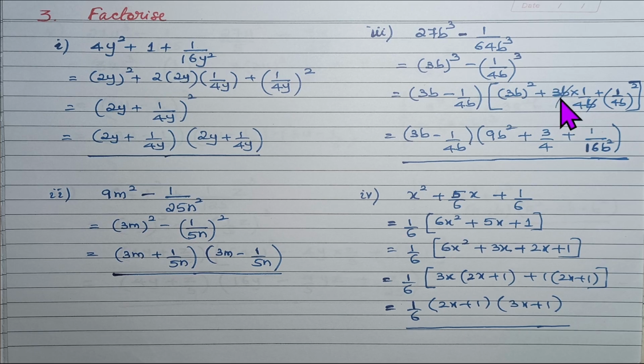Now simplification here, b cancels, therefore we get 3b minus 1 by 4b, 3 square is 9, 9b square, and 3 upon 4 plus 1, 4 square is 16, 1 by 16b square. So that is the factorization of this.